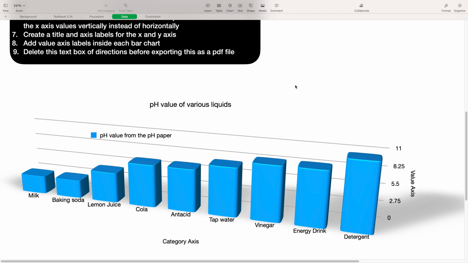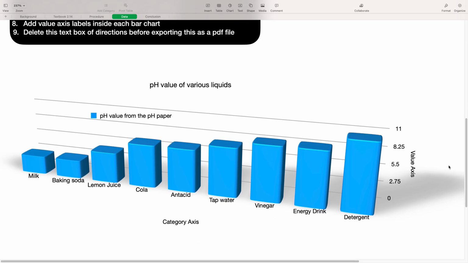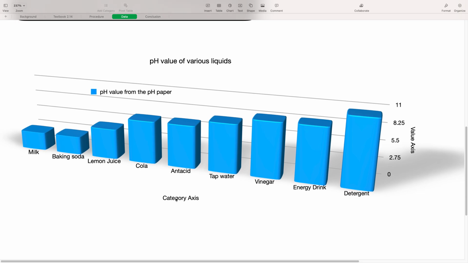And pH is spelled lowercase letter p and uppercase letter h. It stands for the power of hydrogen, because that's what acids are, right? It's a measure of the hydrogen ions and hydroxide ions. Then you would double click over here and say that this is objects.